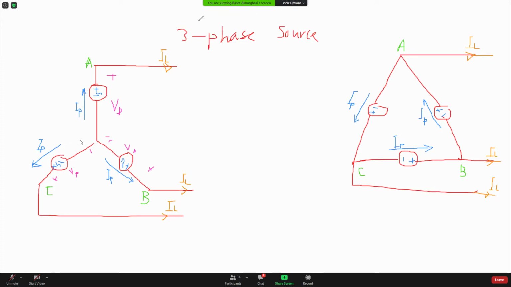Now, what we learned last time is that the I phase here is going to equal the I line. The current in the phase, this current, is going to equal the current in the line because this is a single branch here. What goes through the source is going to go through the line. So we learned this last time. Here, the voltage between line to line is going to be the same as the voltage between phase to phase, which is this voltage.